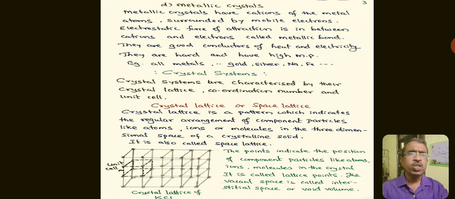The points indicate the positions of component particles like atoms, ions or molecules in the crystal. They are called lattice points. The vacant space is called interstitial space or void volume. Here I have shown a crystal lattice of potassium chloride.